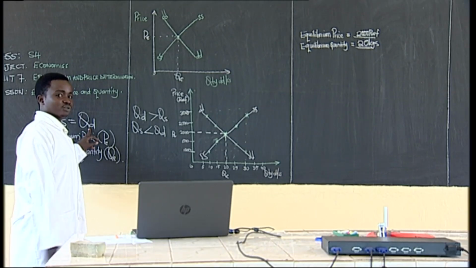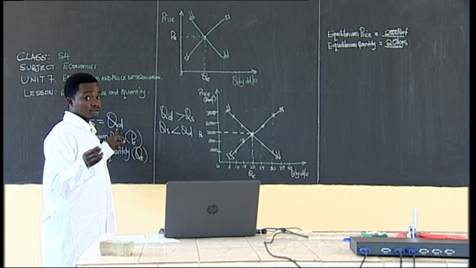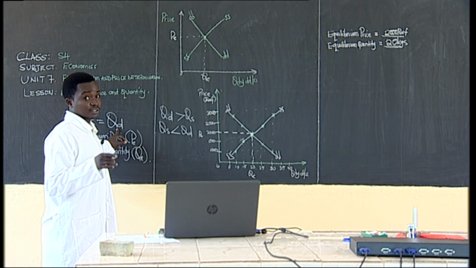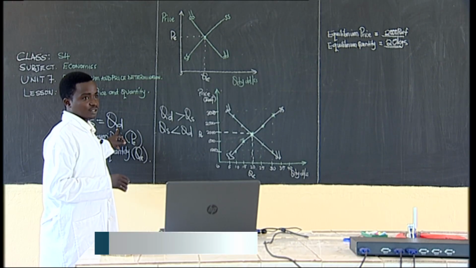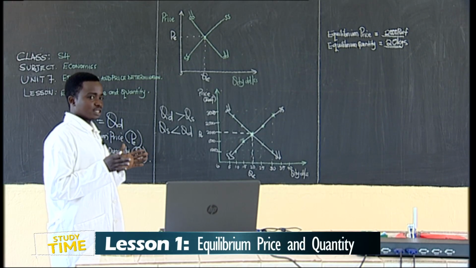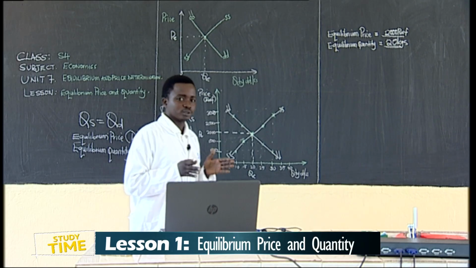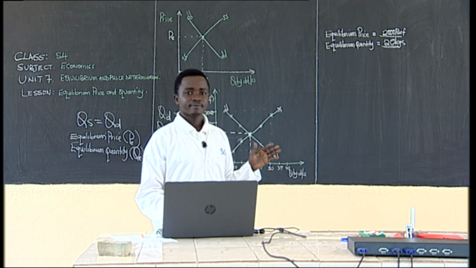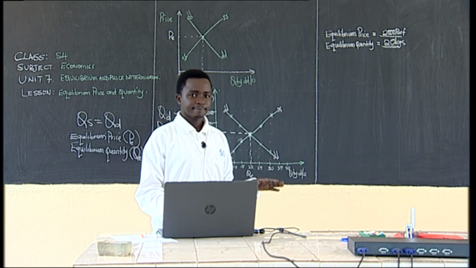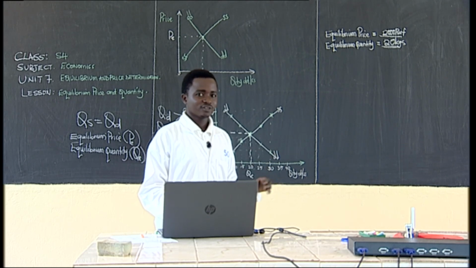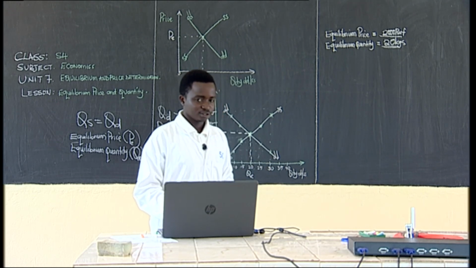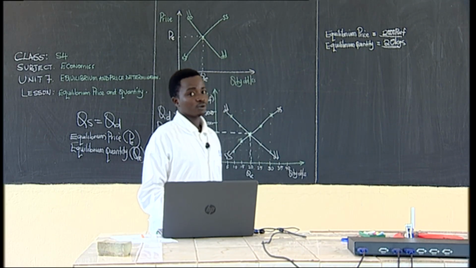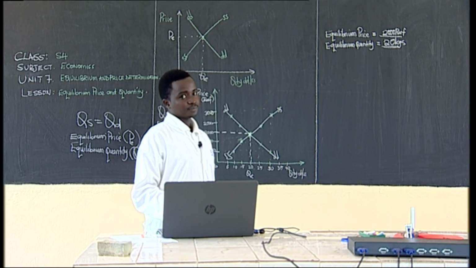If they are not equal, then there is a shortage, that is excess demand, or there is a surplus, that is excess supply. So to attain a market balance, quantity demanded should be equal to quantity supplied. What is brought to the market should be bought. The two forces should balance. If they are not balancing, then we have a disequilibrium in the market, which has economic implications on the economy.